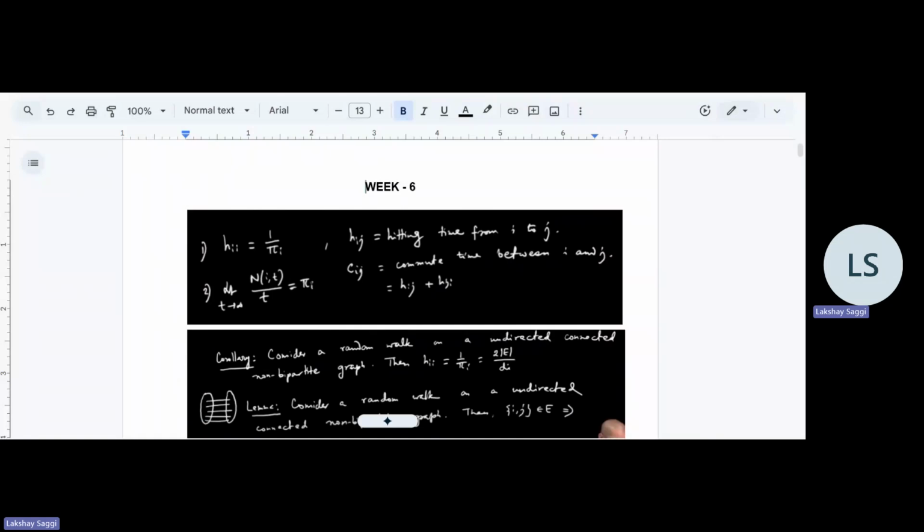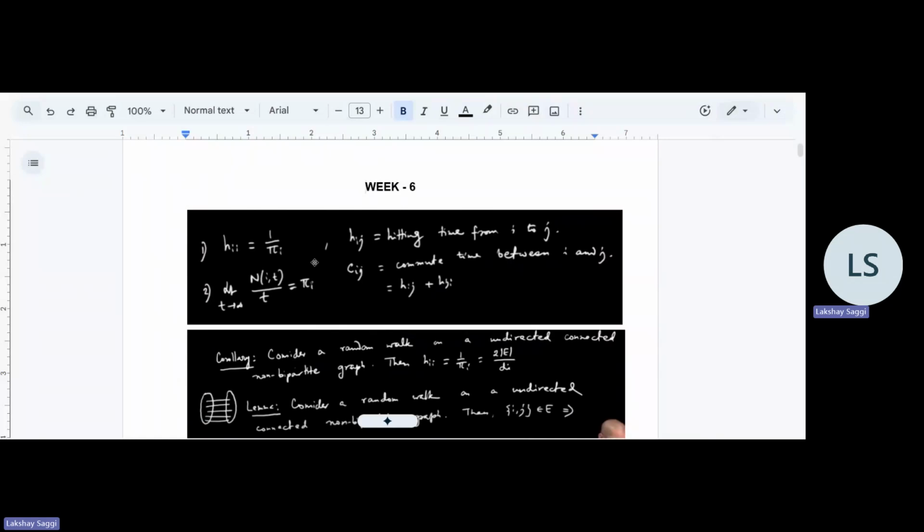And this is not too hard to see also, because pi I is essentially what happens in the stationary distribution. The stationary distribution can be thought of as, if the Markov chain is well behaved, a limiting distribution. So at a very large point of time, what's the distribution going to look like?